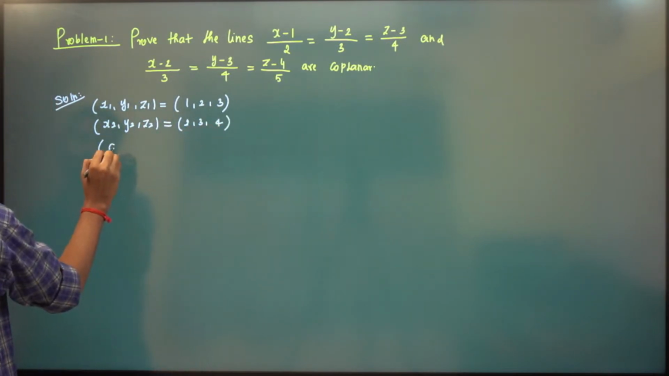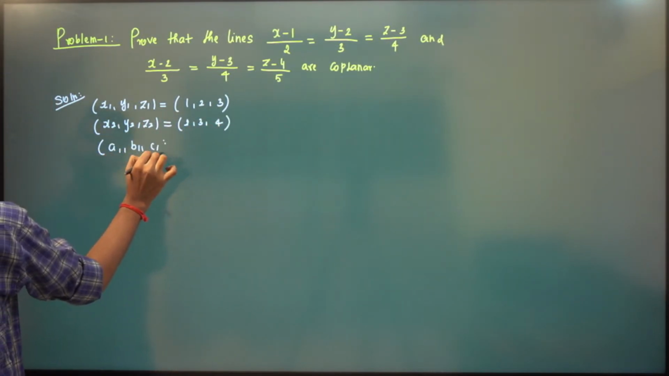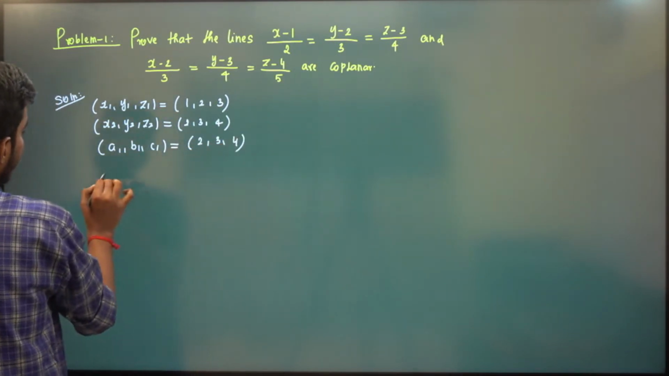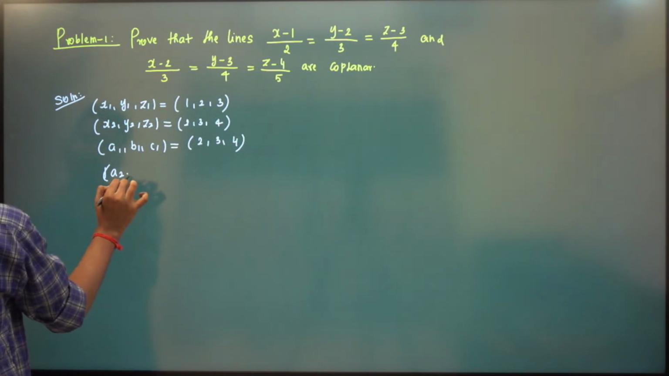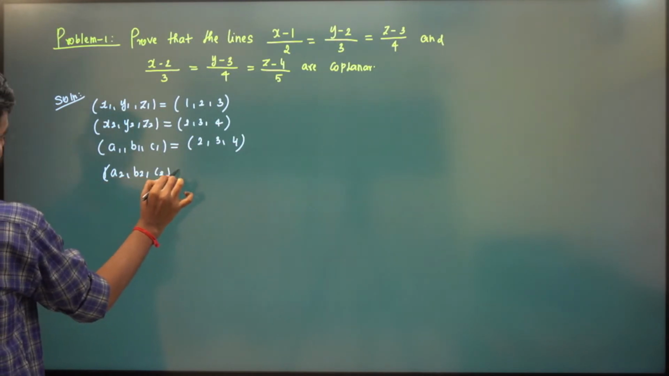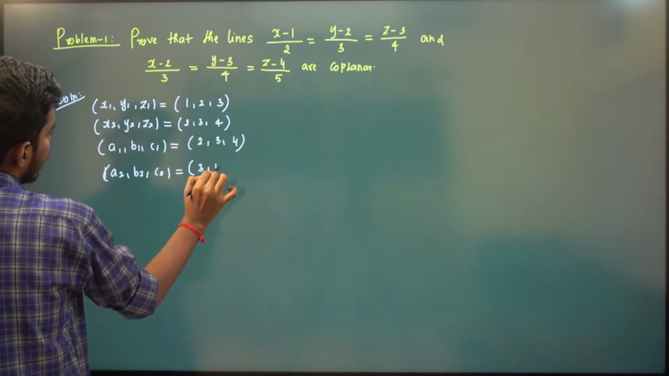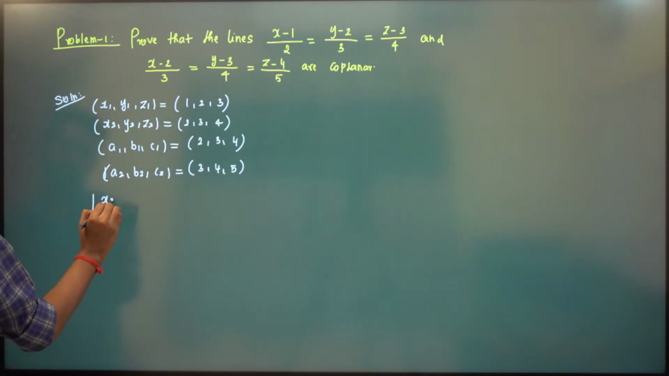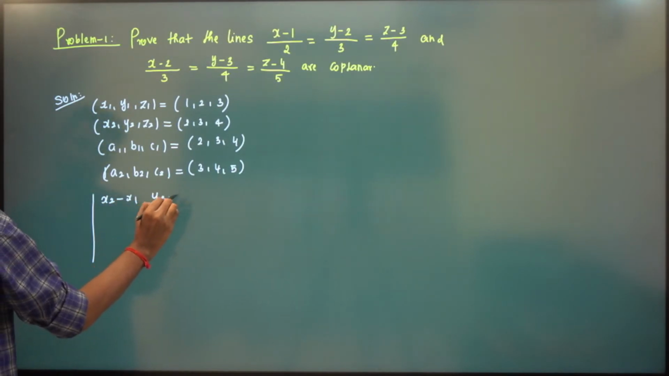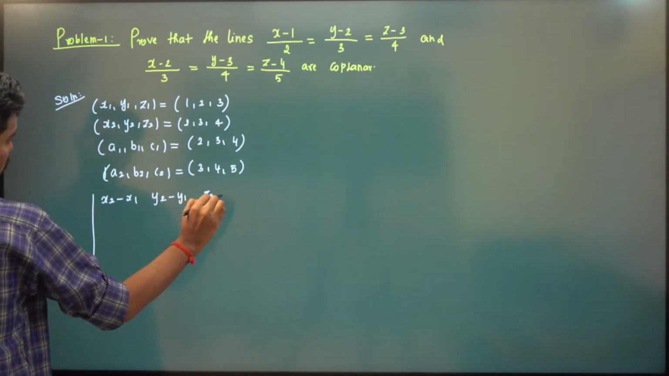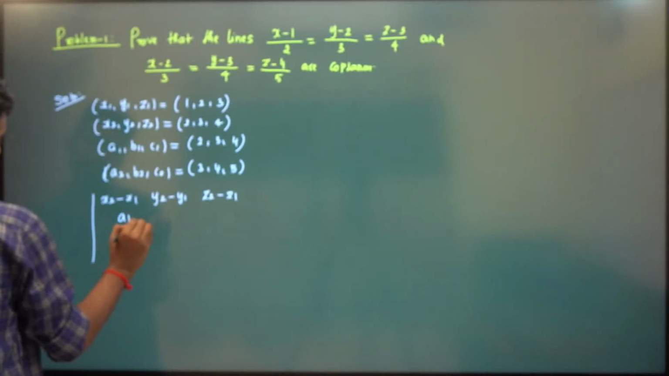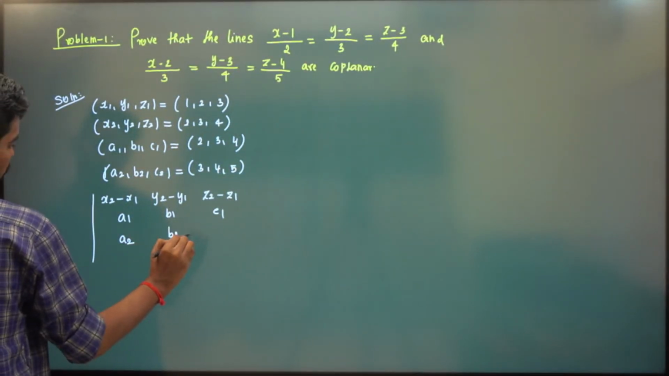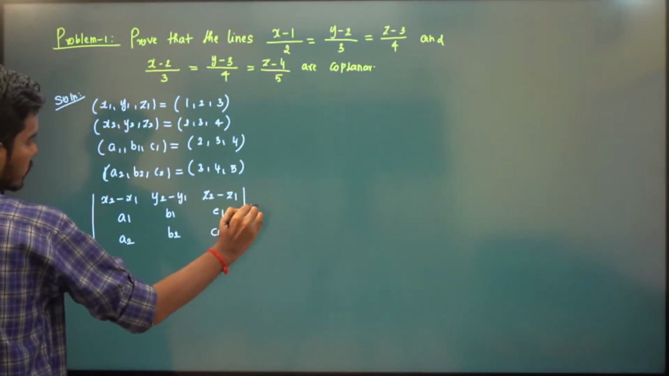And what about the direction ratio of the first line? It is 2, 3, 4. And the direction ratio of the second line, a2, b2, c2, is 3, 4, 5. So we need to expand the determinant x2 minus x1, y2 minus y1, z2 minus z1, a1, b1, c1, a2, b2, c2. So expand this determinant.